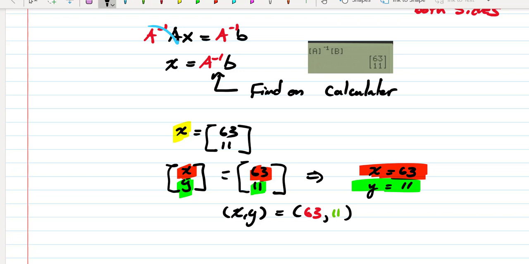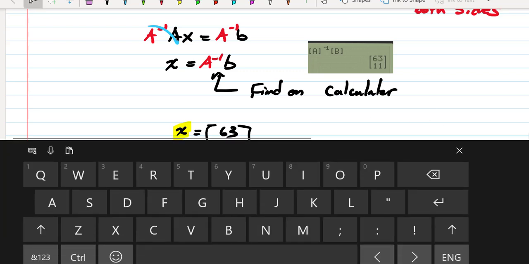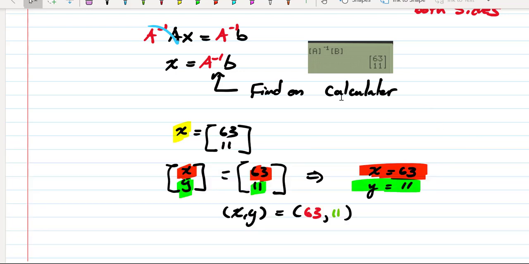Interesting. It's worth noting that you get the same answer if you write an augmented matrix and do rref, right? It's just two different ways to solve the same thing. This is creating a new algebra involving matrices.